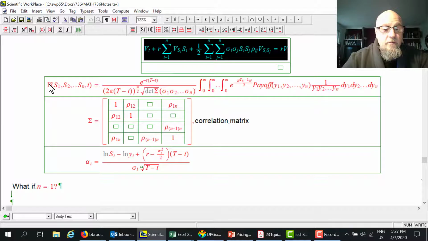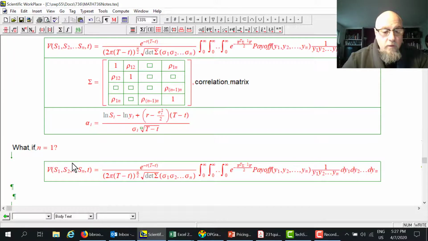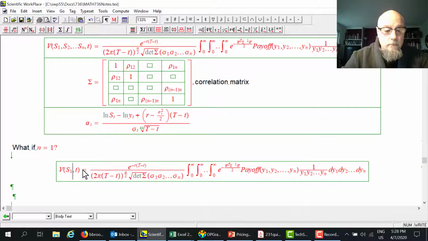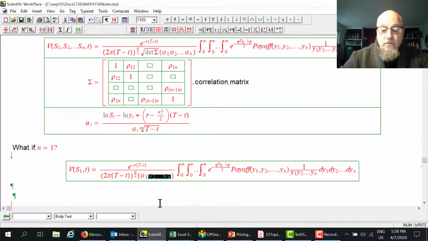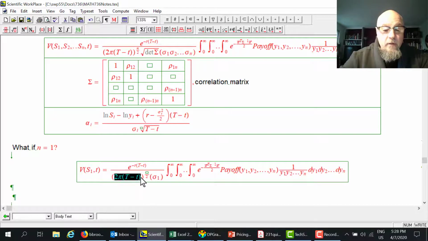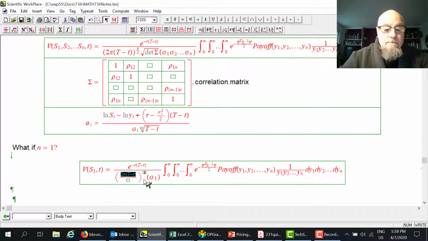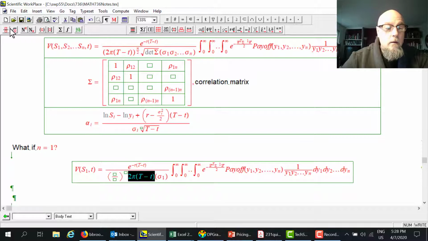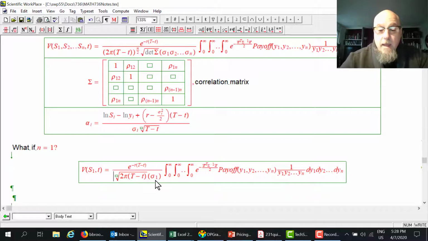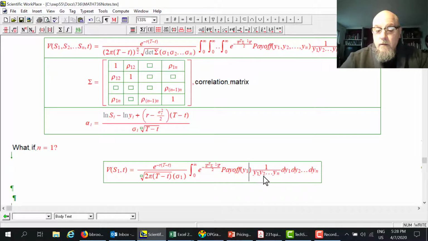So let's take this solution and just think about what happens if there's only one stock. Well, then the correlation matrix is just the matrix with 1, so its determinant is 1. Square root of 1 is 1, so that disappears. There's only one sigma, sigma 1. N is 1, so this is just the square root. I'm going to write that as a square root instead of to the power of 1 over 2, because I think that makes it more familiar. And I'm only integrating once. The payoff is only with respect to that y1. There's only one y1 here.